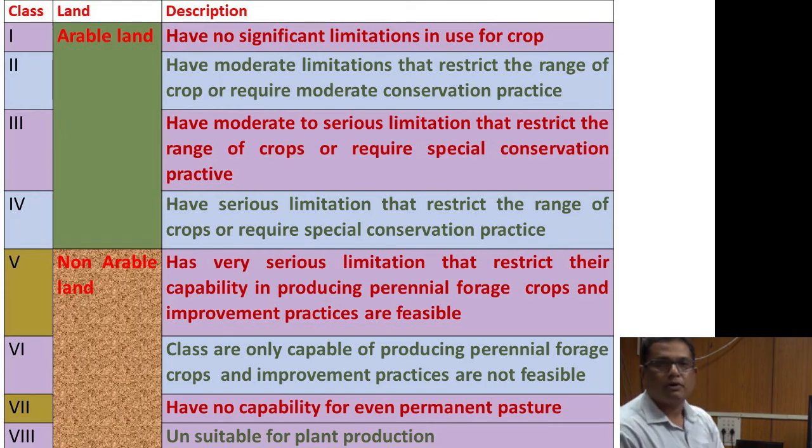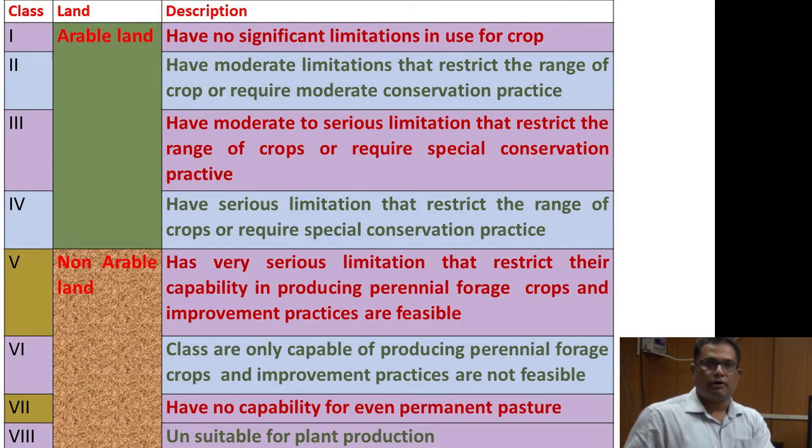This is not capable of producing crops, but such type of land can be used for forage crops or developing grazing land, or can be put aside for grazing, so that grasses grow there, and with a limited number of cattle, it can regenerate and sustain.